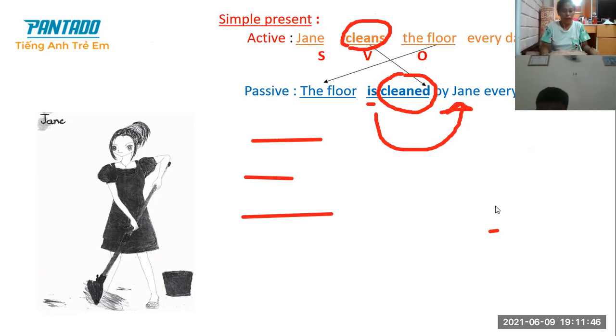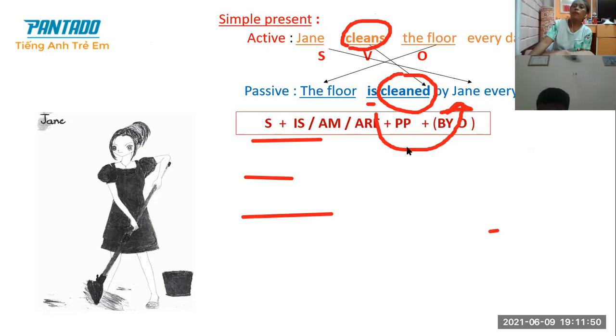Do you understand? Okay. Next, look here. In the active voice, the subject is at the beginning. But in the passive voice, the subject can be found at the end of the sentence. That is the passive voice. Okay, don't forget that.